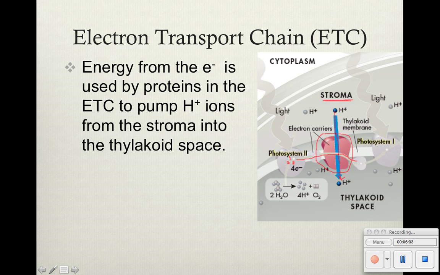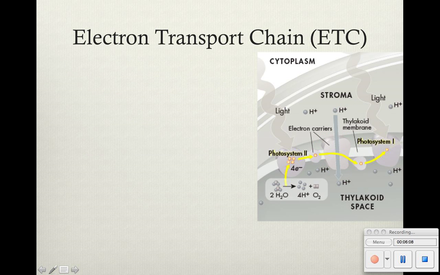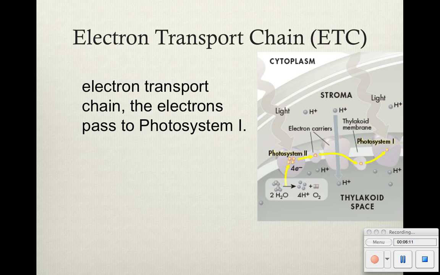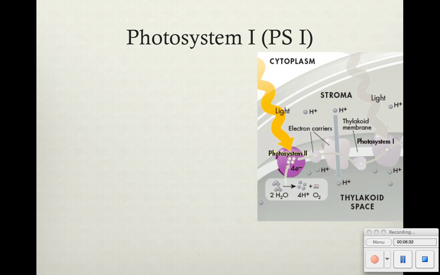So we're getting lots of hydrogen ions happening within the thylakoid. Okay, so see, if you look at the yellow in that picture, we've got electrons that have passed all the way through, and now they've made it to photosystem I. So if you need to pause and recap, if you don't understand what's going on in photosystem II, pause here and go back and watch the first half of what we've been talking about, okay?